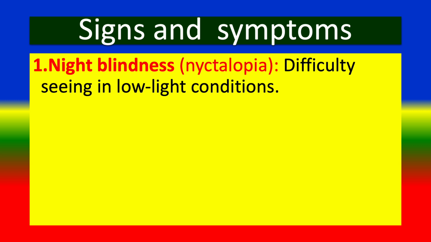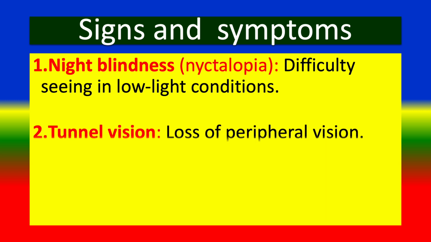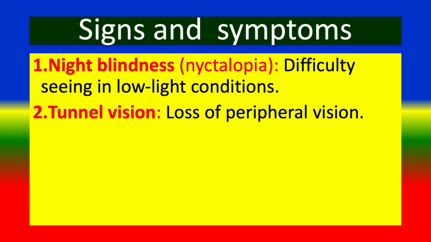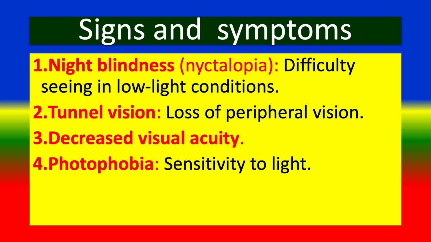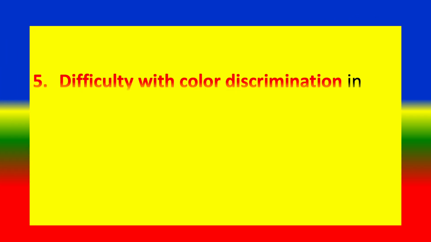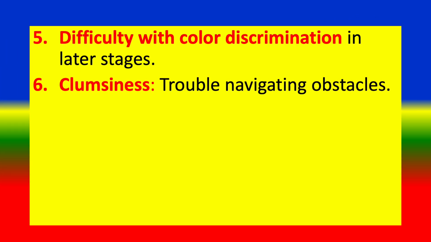Signs and symptoms. 1. Night blindness. Difficulty seeing in low light conditions. 2. Tunnel vision. Loss of peripheral vision. 3. Decreased visual acuity. 4. Photophobia. Sensitivity to light. 5. Difficulty with color discrimination in late stages.